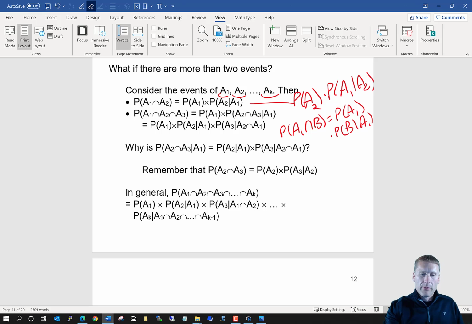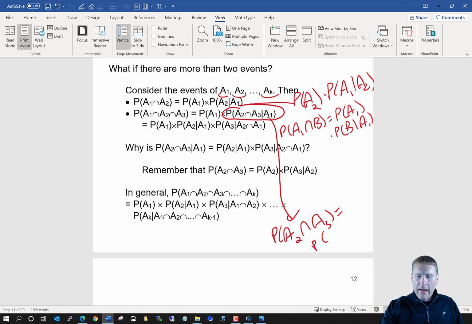Let me erase this. So now let's try to break this up here. And let me come down here to an empty spot. If I just had the probability of A2 intersect A3, I could write that out as the probability of A2 times the probability of A3 given A2.